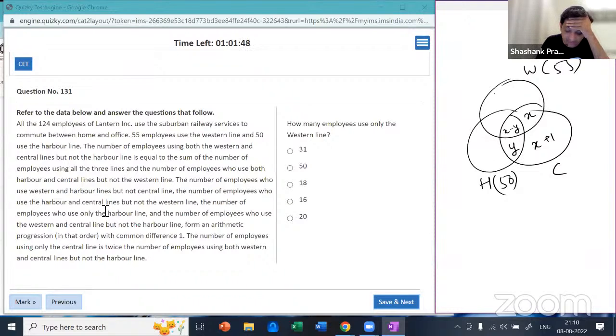Number of employees who use western and harbor but not central. The number of employees who use harbor and central but not western. And use only the harbor line, and the number western and central but not harbor. Okay, using only the central line is twice the number of employees using both western and central.